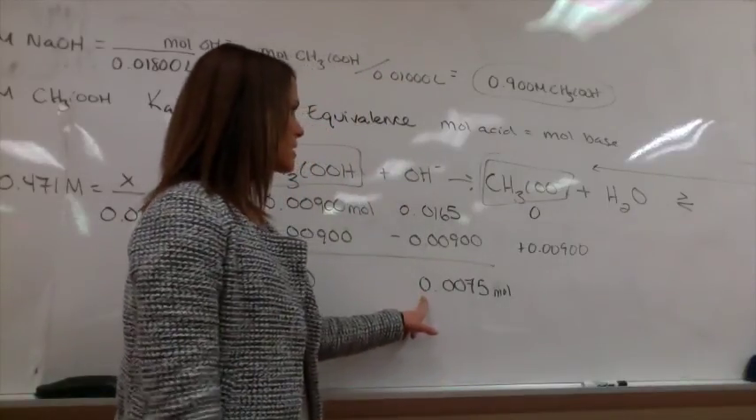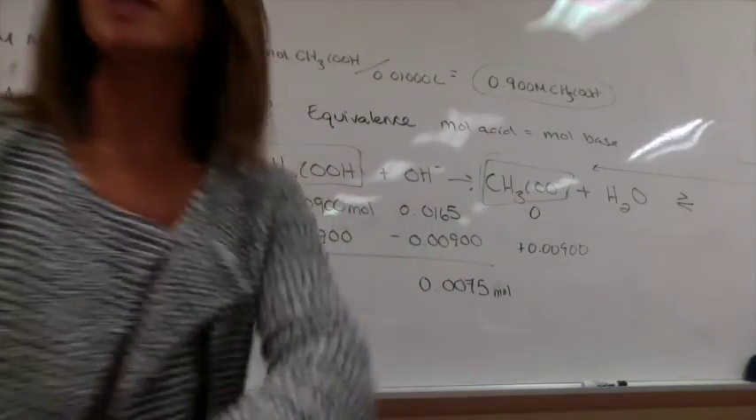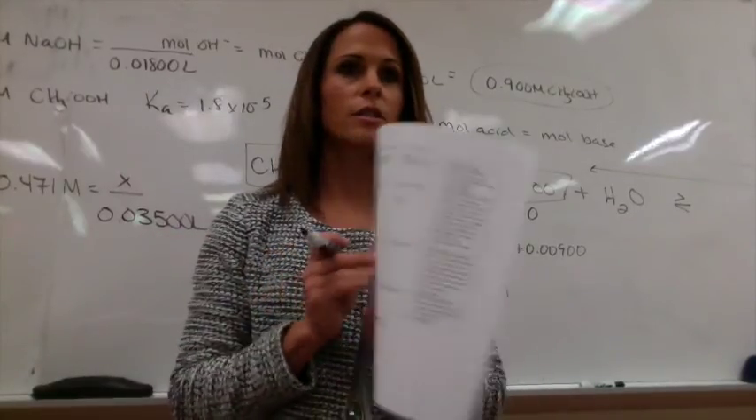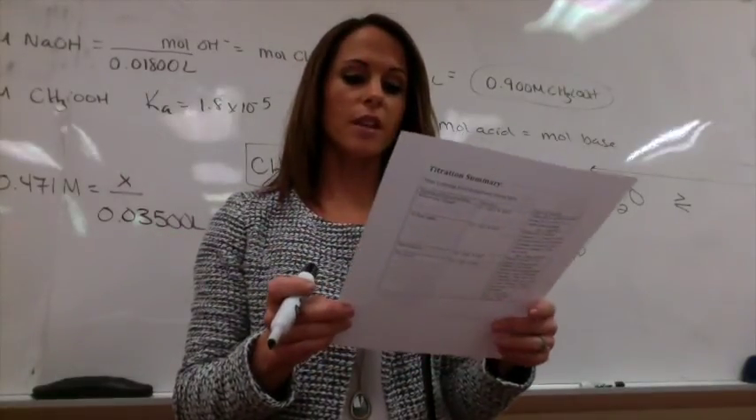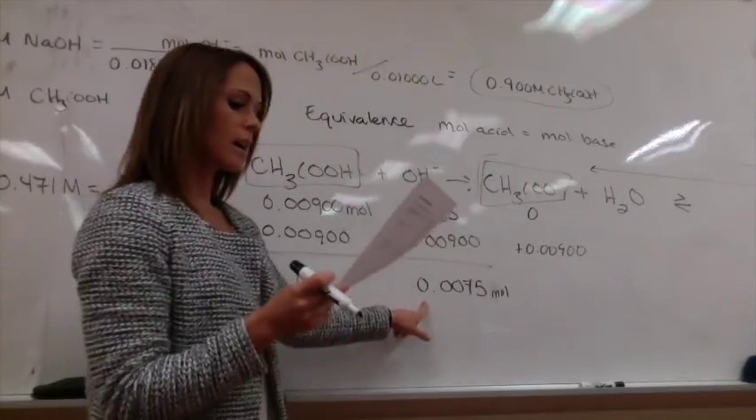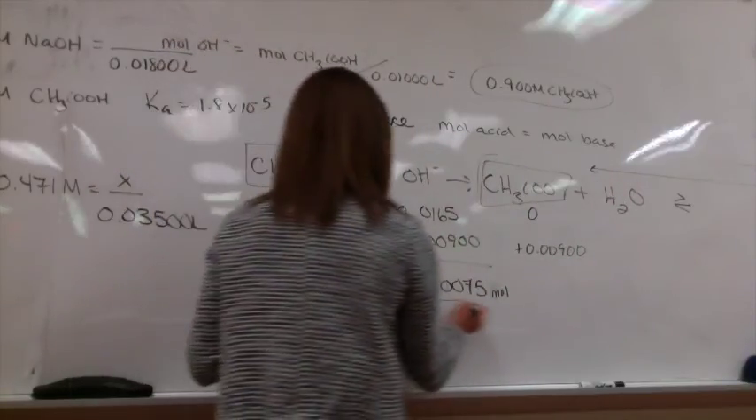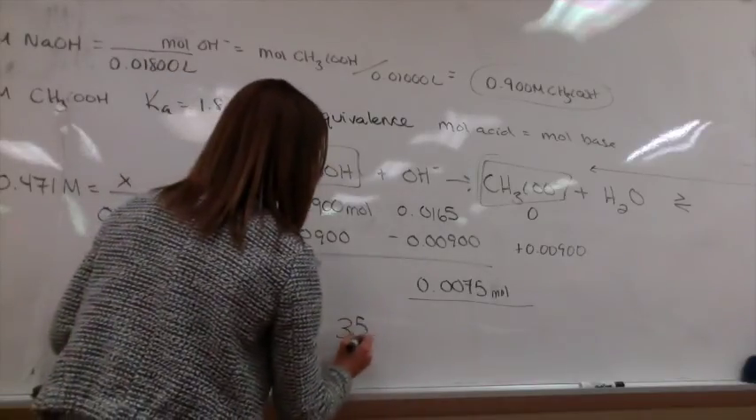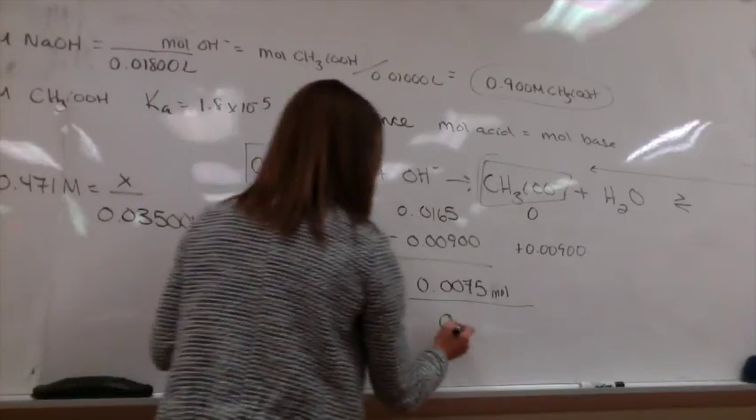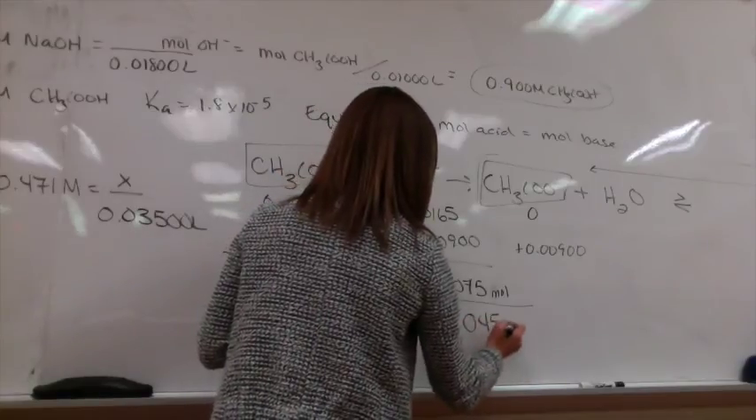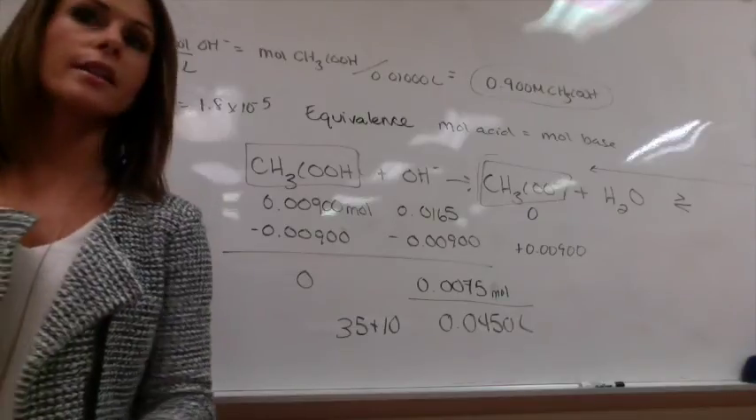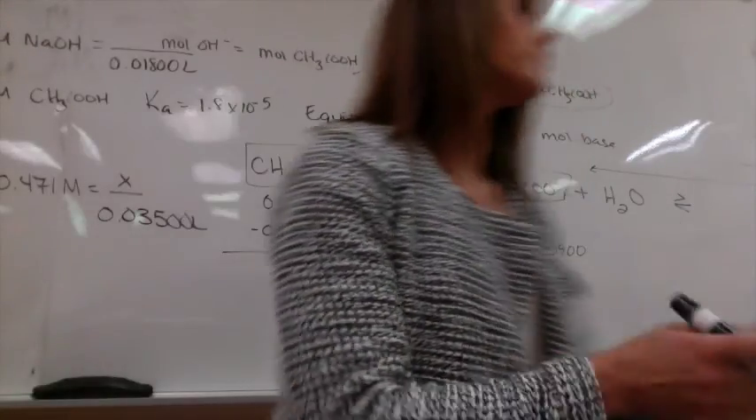All right, so now this is the excess OH. So look at your sheet. What does it say to do? When you've added too much, it says use the ICE chart to find the moles of excess OH. We just did that. Divide it by the total volume. So now we're going to add up our 35 mils that were in here plus the original 10. So we have 0.0450 liters. And then we're going to find pOH directly from the concentration of OH floating around.